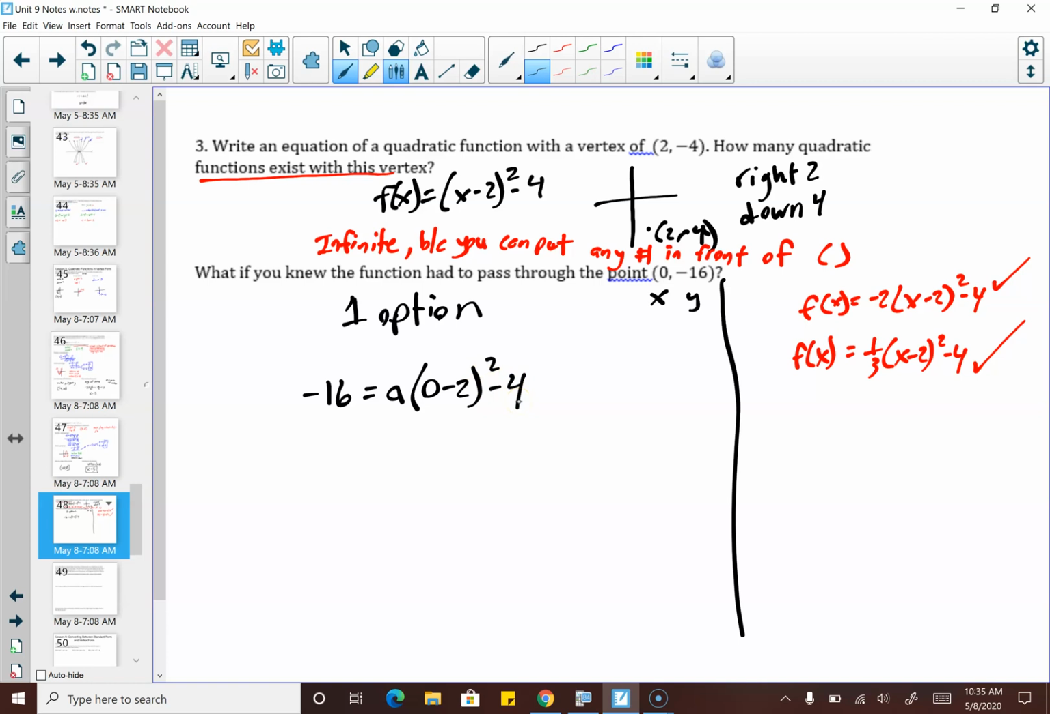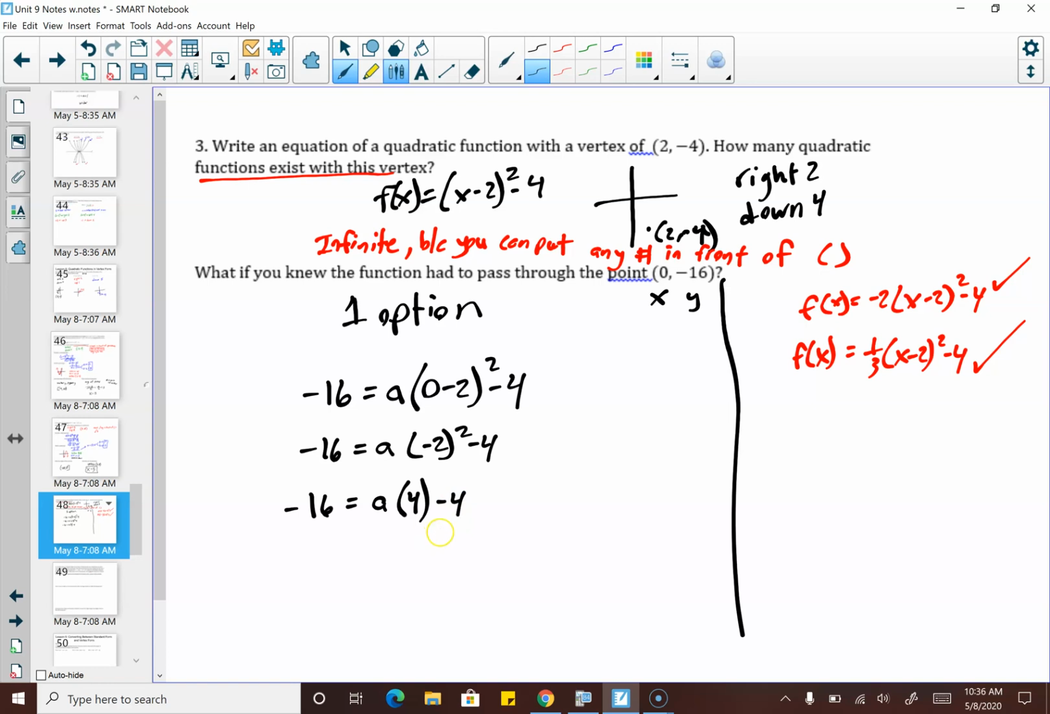Okay, so what we did is we plugged the 0 in for x, we plugged the negative 16 in for y, and then we put that a out in front because we're going to figure out what number we have to put out in front so it specifically goes through the point 0, negative 16. So if we follow our order of operations here, the first thing we would do is our parentheses. So negative 16 equals a, 0 minus 2 is negative 2 squared minus 4. Next thing would be negative 16 equals a, we do exponents, so negative 2 squared is positive 4 minus 4.